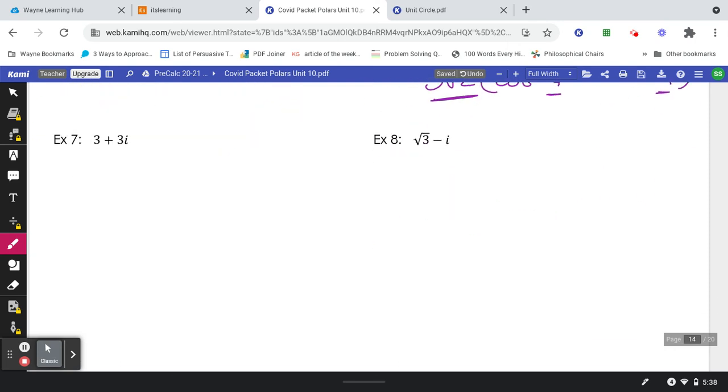All right, example number 7. R squared equals 3 squared plus 3 squared. And tangent theta equals 3 over 3. Yeah, now would be a good time to pause the video, see if you can do 7, maybe even example number 8 as far as you can, and see what happens. You can come back, unpause the video, and check your work.